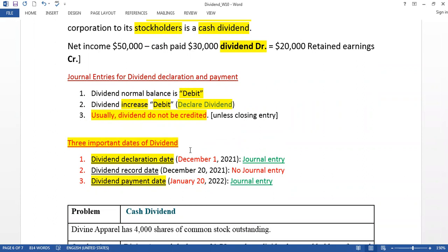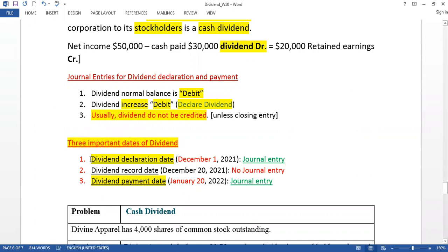Do you understand? For example, I am the board of director of this company. Today, I declared to you that you are my shareholder. If you hold my share, I am going to give you dividend. So I already declared the dividend today, but I am not going to pay you dividend today. Maybe I will pay you dividend 2 or 3 months later. This is the real business practice. So that's why we have 3 important dates.